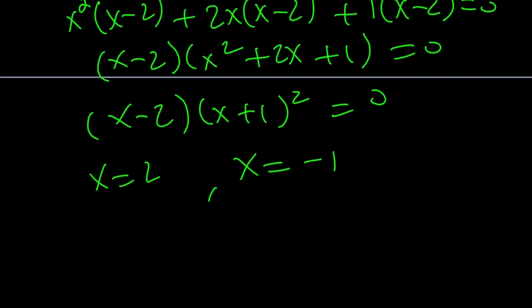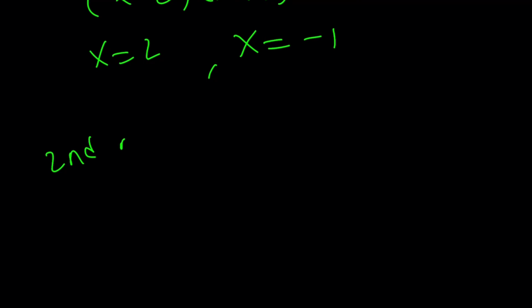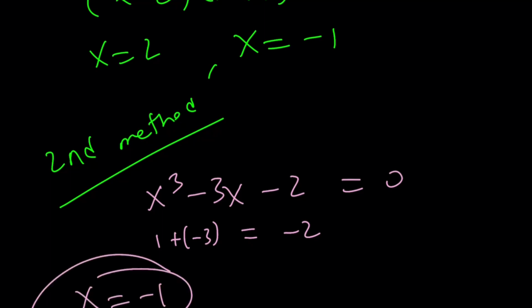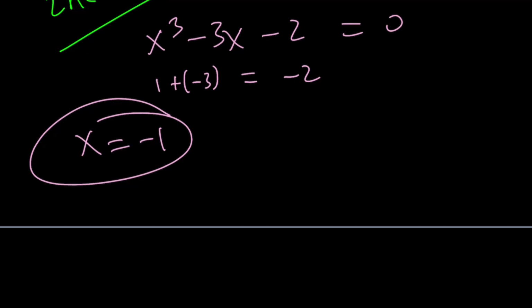Let's go ahead and take a look at the second method, and we're going to look at the graph at the end. Okay, here's how the second method goes. We have x cubed minus 3x minus 2. Notice that the sum of the odd coefficients, like 1 plus negative 3, is the same as the even coefficients, which means x equals negative 1 is a solution. Remember, we talked about this trick before. So we can go ahead and make negative 1 a solution.